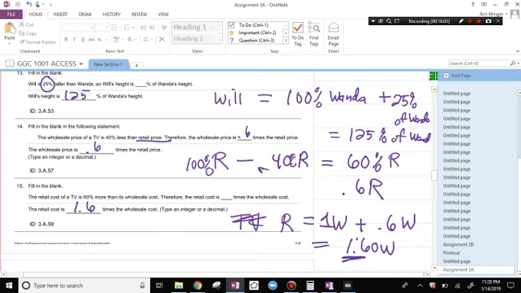Right, so here we're learning that when you're taking off a percentage, you do 1 minus this percentage. So here we did 1 minus 0.4 is 0.6. Here we're doing 1 plus 0.6.